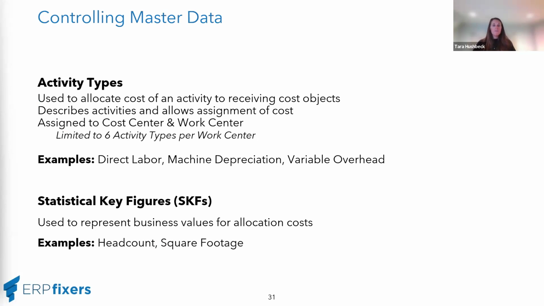So activity types are going to be used to allocate the cost of an activity to a receiving cost object. As the naming convention would say, it's used to describe an activity, and it's going to allow the assignment of cost for that activity. So activity types are assigned to cost centers and work centers. And as we pointed out earlier, work centers are typically machines or work areas.